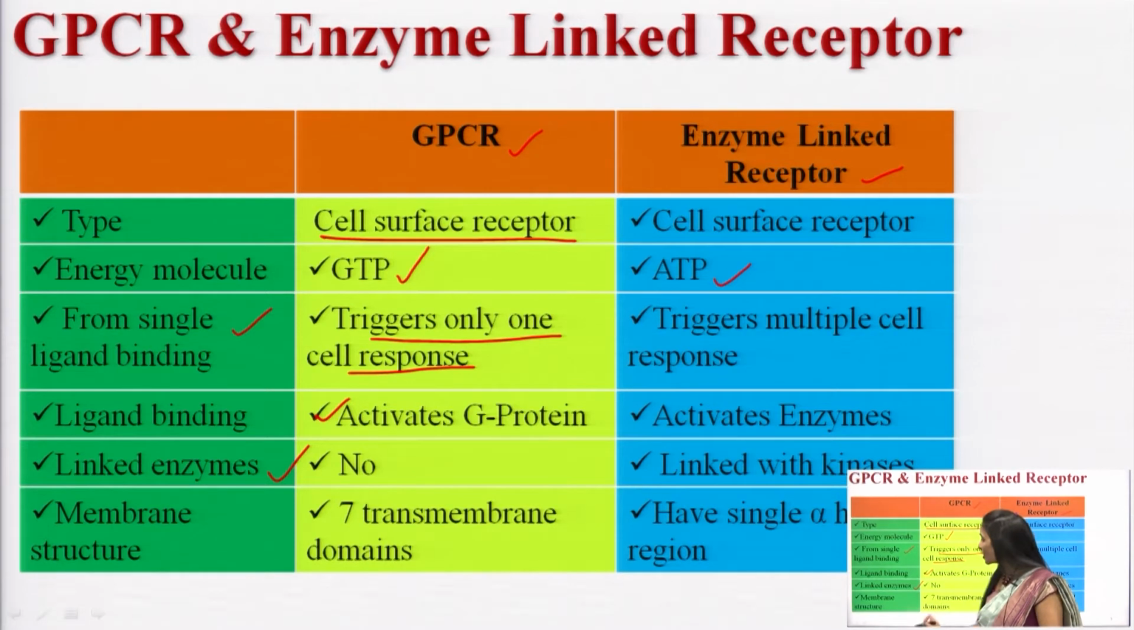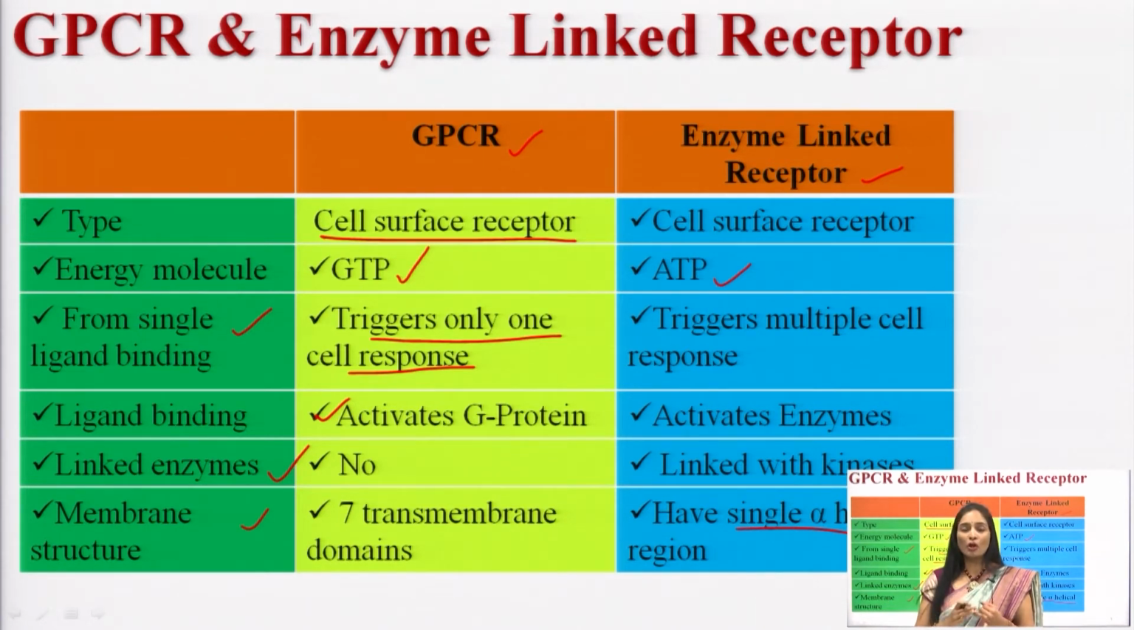And what is the structure of any GPCR receptor? The structure of any GPCR receptor is a 7 transmembrane, and what about the enzyme linked receptor? It is a single alpha helical region. So, this is the differentiation between the G protein coupled receptor and similarities of any enzyme linked receptor. So, you can see some similarities and you can see some differentiation of any GPCR to that of any enzyme linked receptor. So, both are the cell surface receptor.